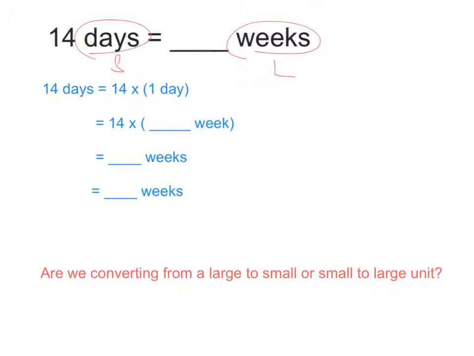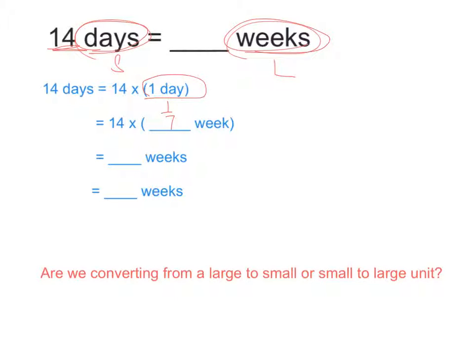Because we're converting from a smaller unit of days to a larger unit of weeks, we know that our answer should be less than our original number of 14. So let's write our conversions. We know that 14 days is equal to 14 copies of 1 day. In the parentheses, we're going to keep the value the same. That's equal to 14 copies of how many weeks? 1 day is how many weeks? 1 day is 7 weeks? No, 1 day is 1/7 of a week.